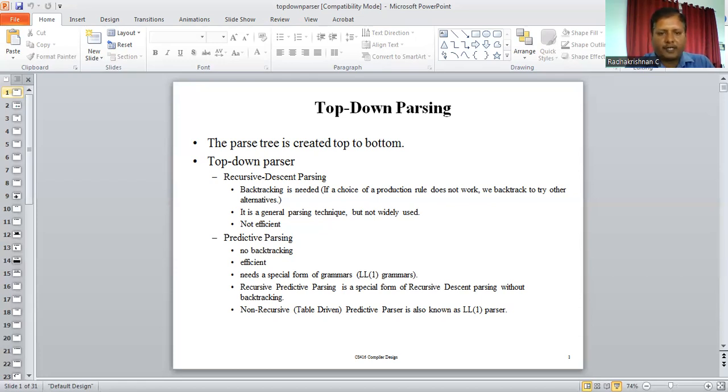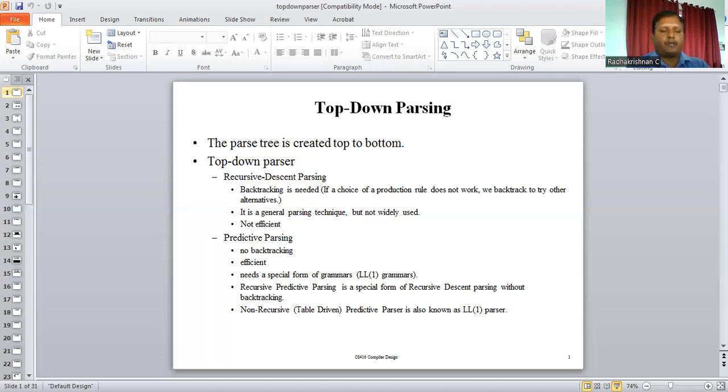The syntax verification process is carried out in two different ways. One is top-down parsing, and the other approach is bottom-up parsing. Now we discuss the top-down parsing methodology. The output of syntax analysis is parse tree generation, and in top-down parsing the parse tree is created with a top-to-bottom approach.